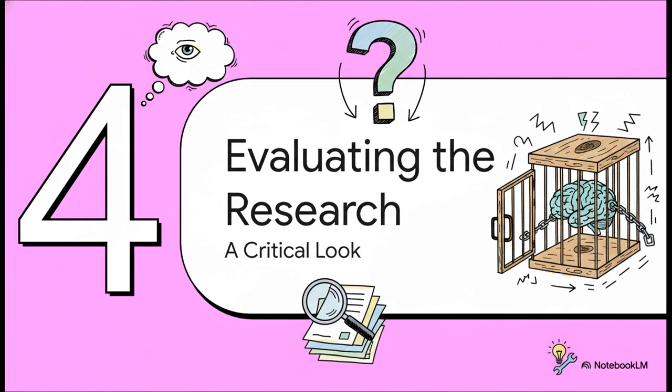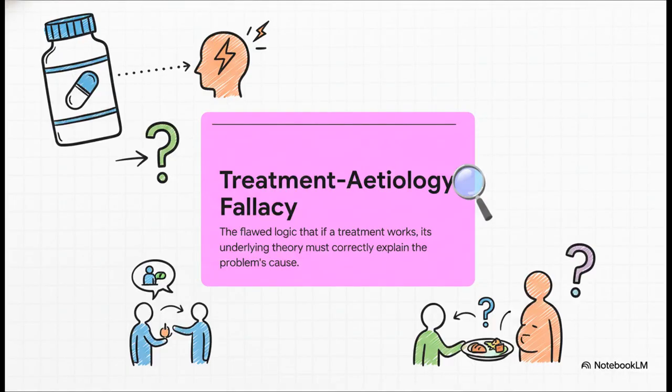Right, so this means we can't just take these findings at face value. As critical thinkers, as IB students, our job is to evaluate the evidence. And that starts with understanding a major logical trap. And this is a big one. It takes us right back to that question we started with. It's called the treatment etiology fallacy. It's the mistake of assuming that just because a treatment works, the theory it's based on must be the right explanation for what caused the problem in the first place.